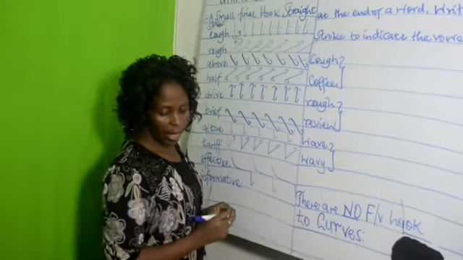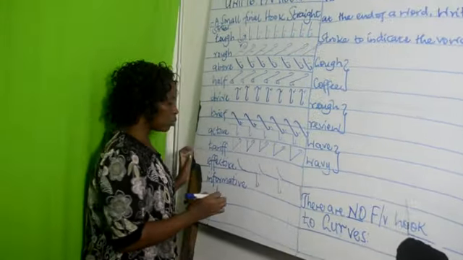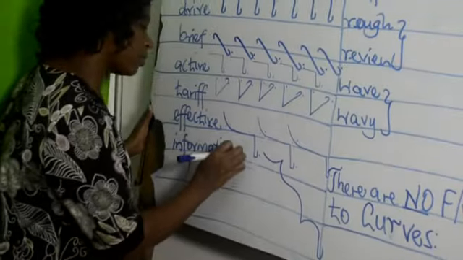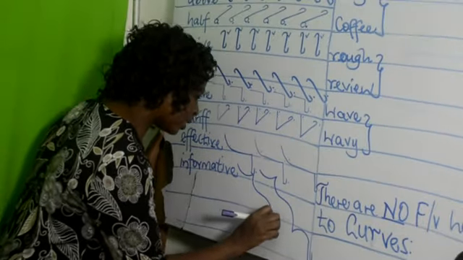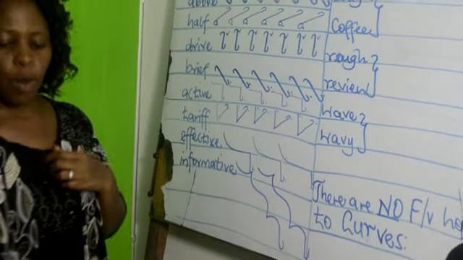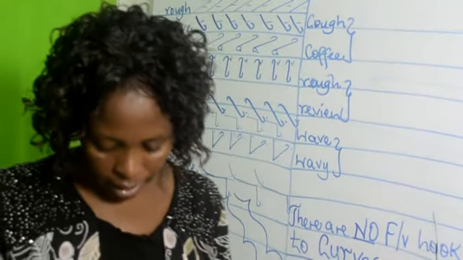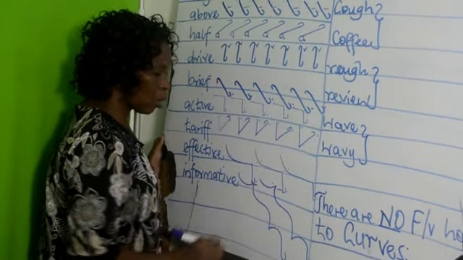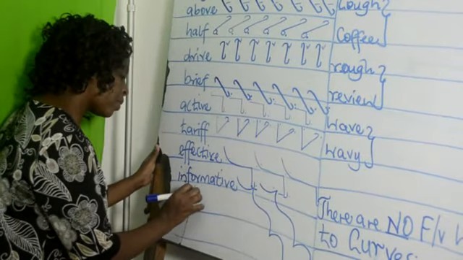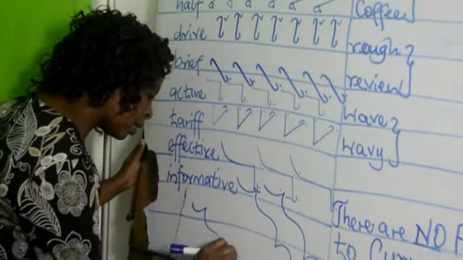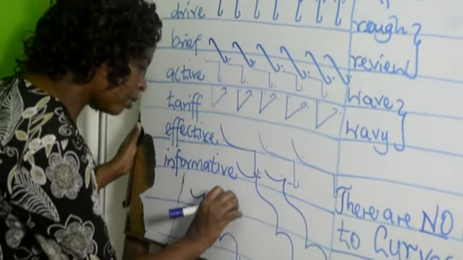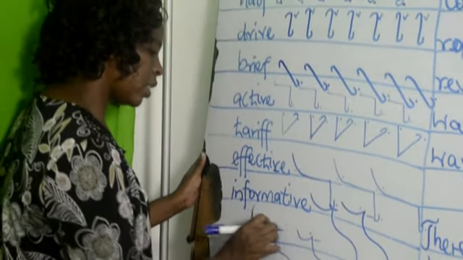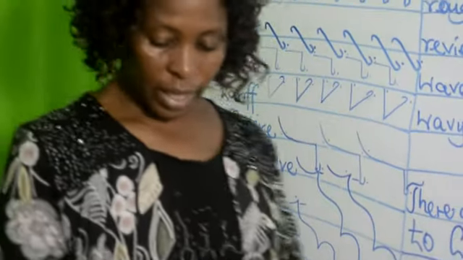Then we have the word informative. Informative is a stroke of N, a stroke of F, a downward R. Informative. That is how we drill the word informative. A stroke of N, stroke of F, we have a short H and a short O. Look up here. Informative is drilled like that.